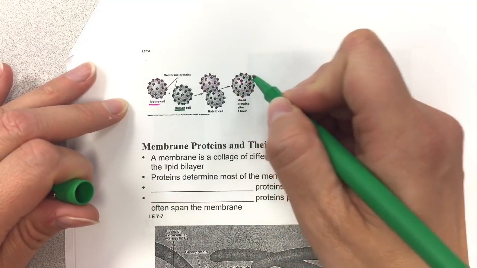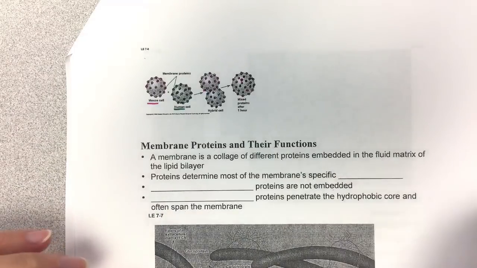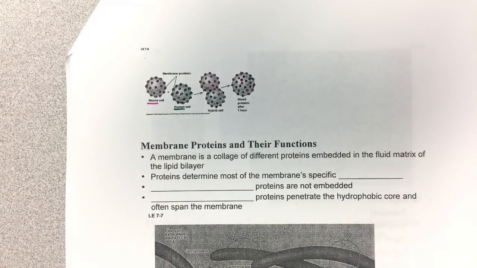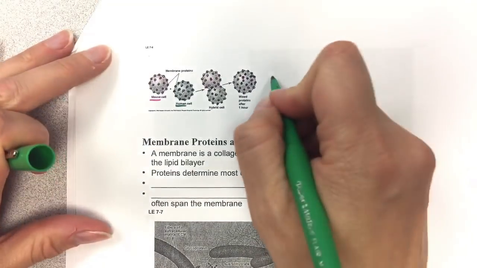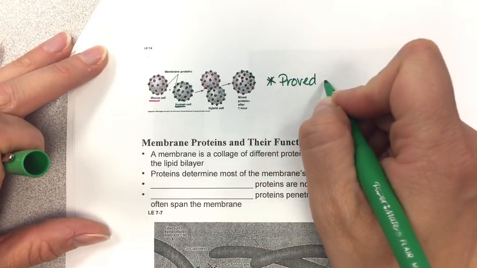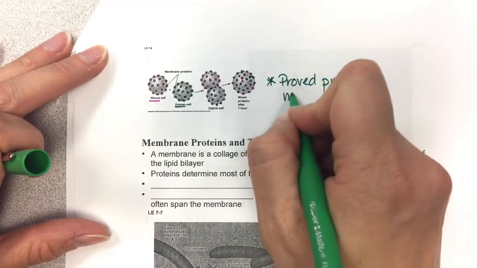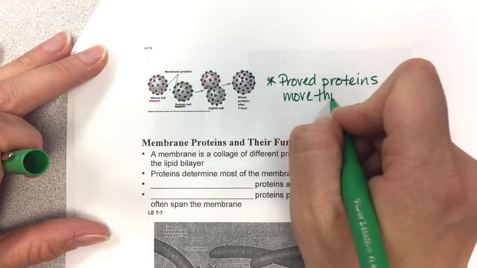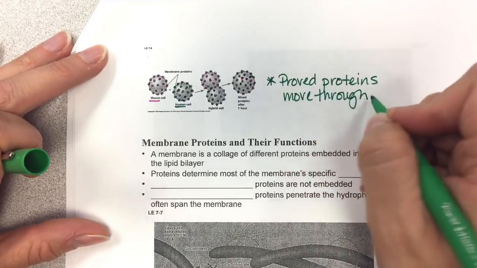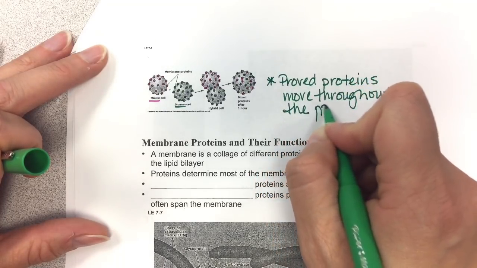So they moved around, and let me put a few more. I didn't color in all of them, but you get the idea that they moved around, and this proved that the proteins are not static, that they move. So let's write this here: proved proteins move throughout the bilayer, the membrane, I'll just say.